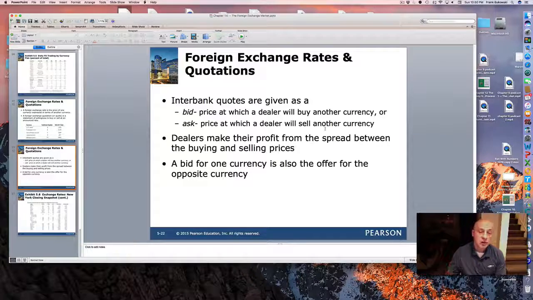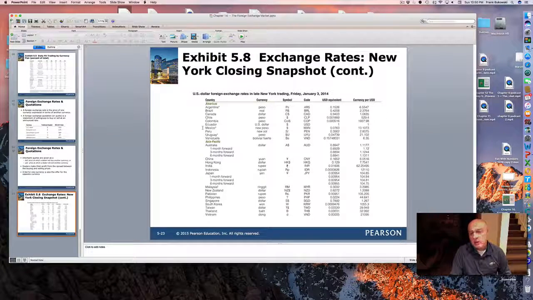Now this is from the dealer side. So the dealer will go ahead and buy at the bid, but they will sell to another party at what the ask is, and vice versa. Dealers then make their profit from the difference in the bid and the ask spread. And again, a bid for one currency is also the offer or the ask for the other currency. And this is how we typically would see currencies quoted as.